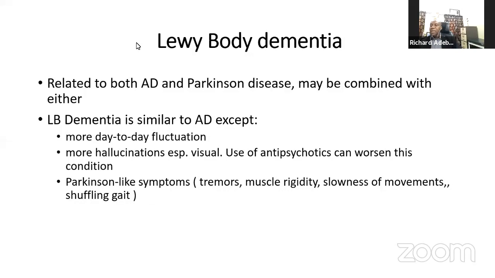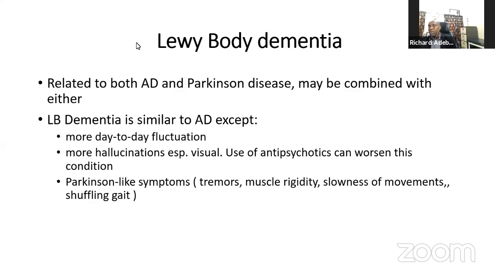Lewy body dementia is related to both Alzheimer's dementia and Parkinson's disease. Oh, let me say this earlier. Alzheimer's dementia patients can also have vascular issues. So sometimes you can have a kind of mixed dementia, with a background history of vascular disease and also Alzheimer's.